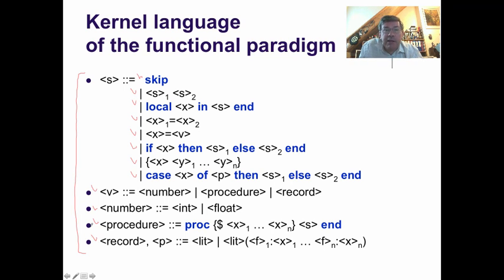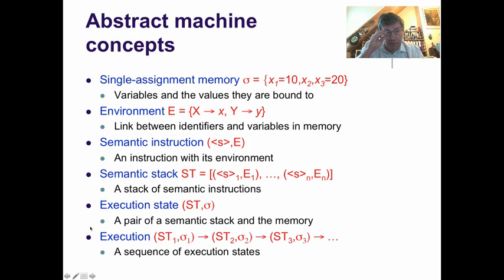So we've seen that. Now let's take a closer look at the abstract machine, which we haven't really seen in detail yet. The abstract machine consists of the following concepts. In fact, we've seen already some of these concepts. The abstract machine has a single assignment memory, sigma here, which contains variables that might be bound or not bound. X2 is not bound, X1 is bound to 10. It also consists of an environment, with the link between identifiers and variables in memory. We've seen that part already.